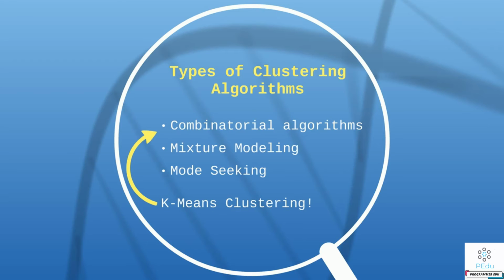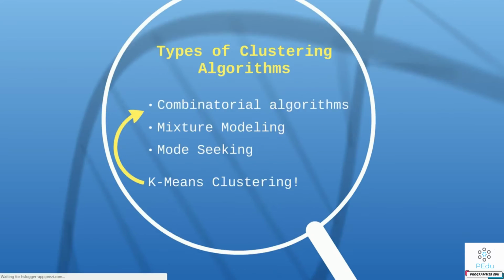We're going to talk exclusively about k-means clustering, because it is by far the most popular combinatorial algorithm, which is by far the most common type of clustering algorithm. More often than not, you're going to see k-means clustering. So let's dive right into that, explain it more fully, look at some of the math behind it, and also an example of k-means clustering being used.